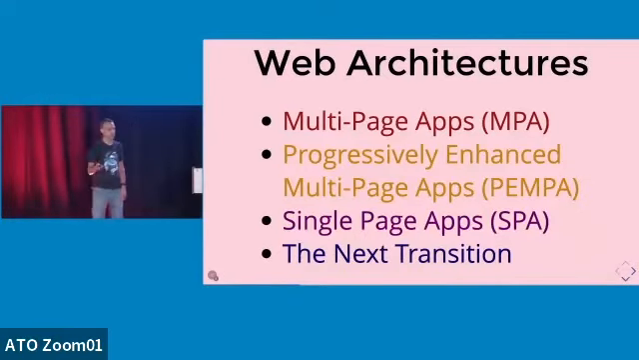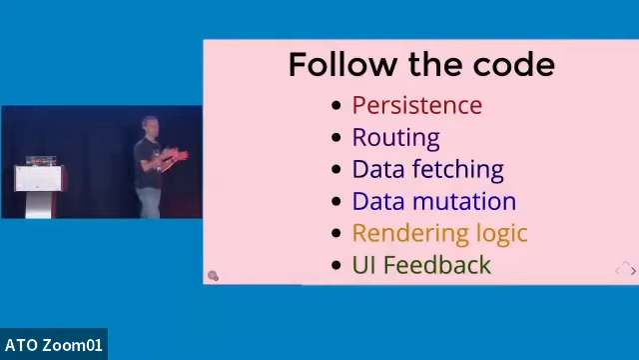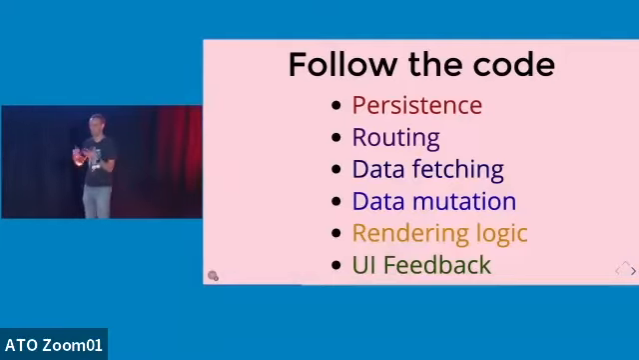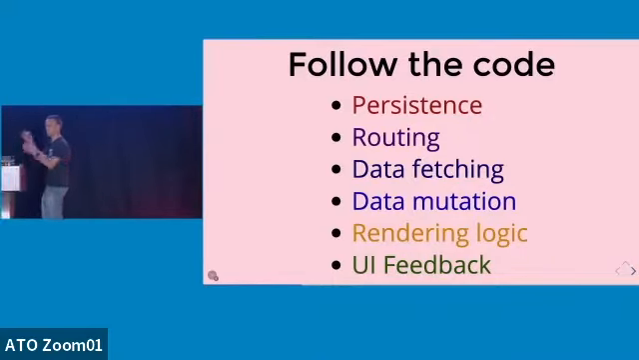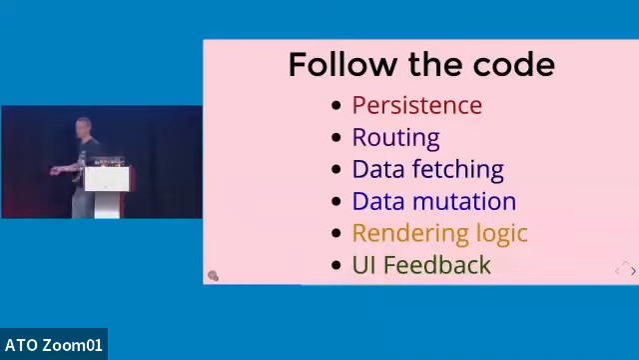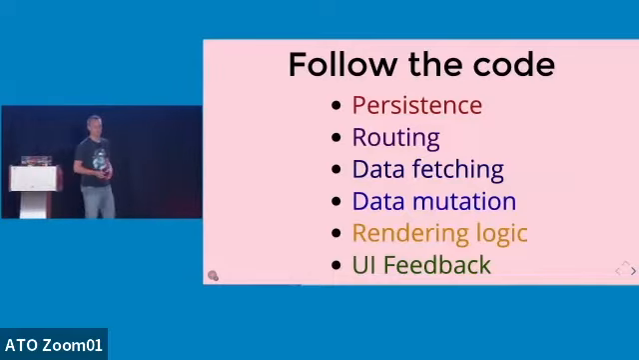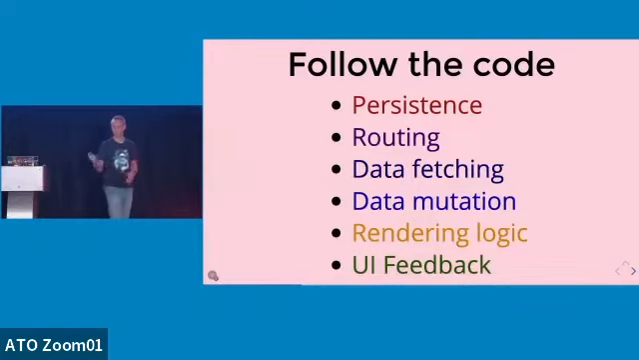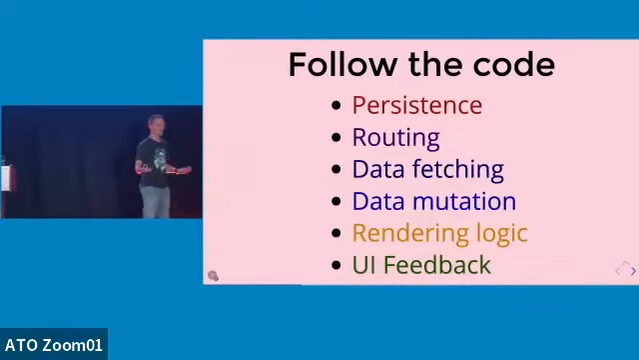The game we're going to play is called Follow the Code. So we have different areas of code that we write for different use cases. Persistence, that'd be like your ORM or your hand-rolled ORM. Routing for taking a URL and finding the right code to call for that URL. The data fetching and data mutation for interacting with the ORM, and rendering logic for what HTML to generate based on the current state of the data. And then UI feedback to tell the user, hey, yeah, I recognize that you submitted this form. Networks are a thing, and so we have a pending state here somewhere.